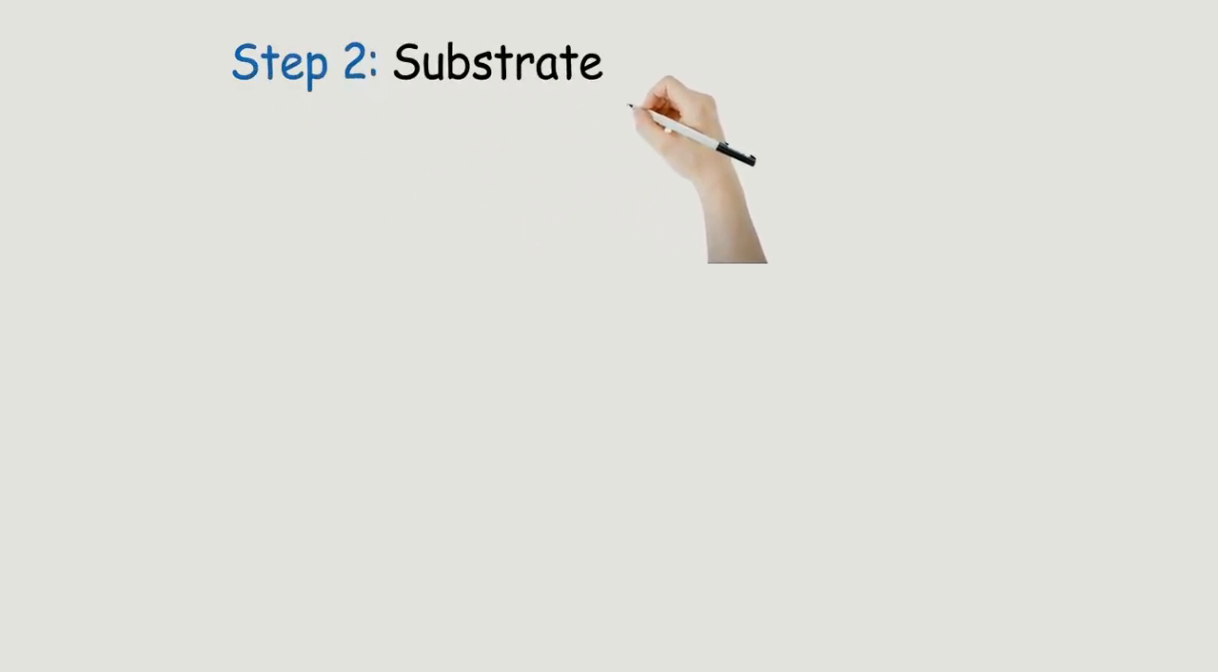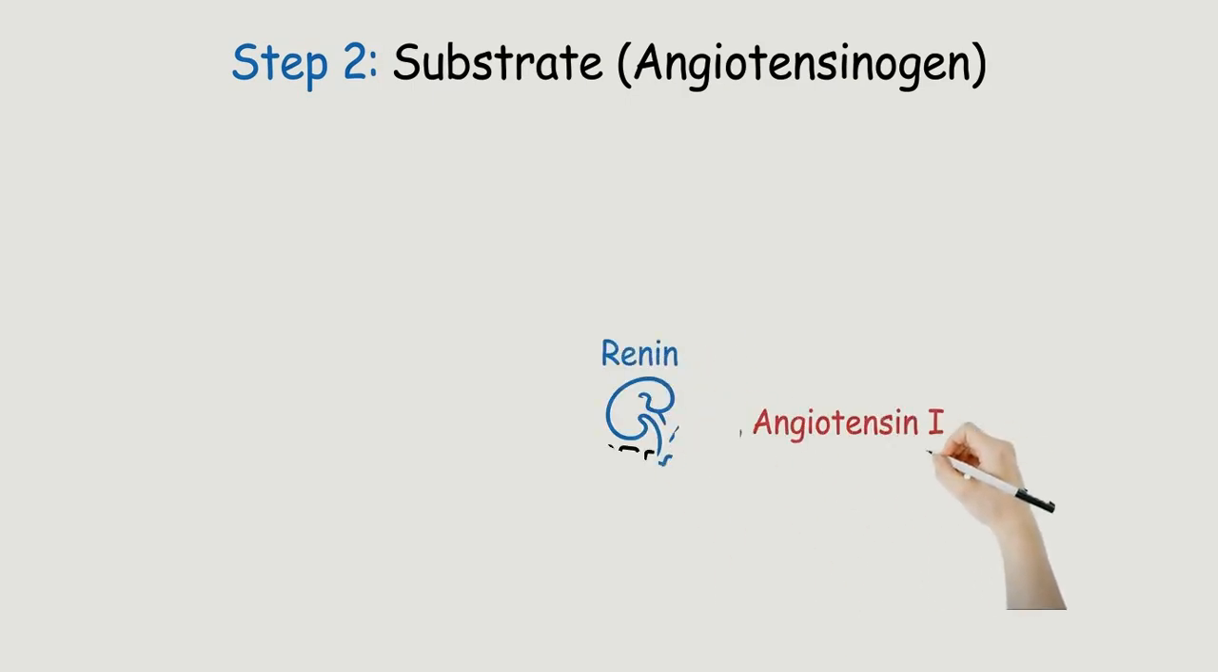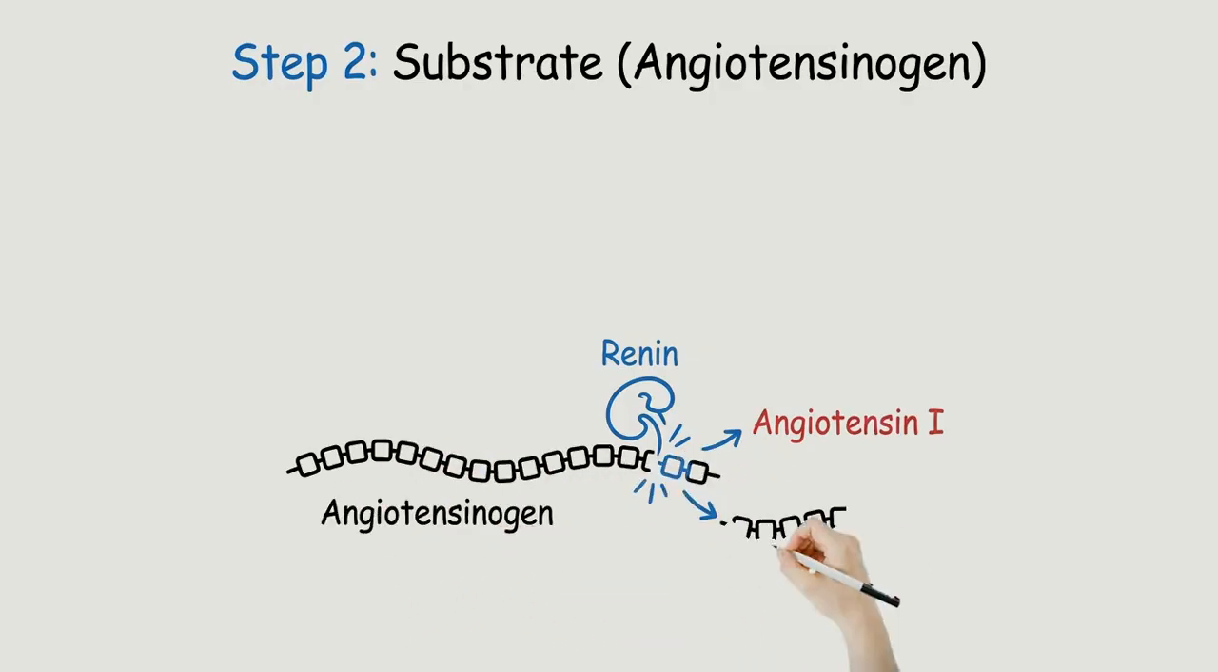Step 2 is the substrate. Renin is an enzyme, so it needs something to act on. That substrate is angiotensinogen, a protein made by the liver that circulates in the blood constantly, just waiting. Renin cleaves it, and the product is angiotensin 1. Angiotensin 1 is biologically inactive. It does nothing. Its only job is to become something else.